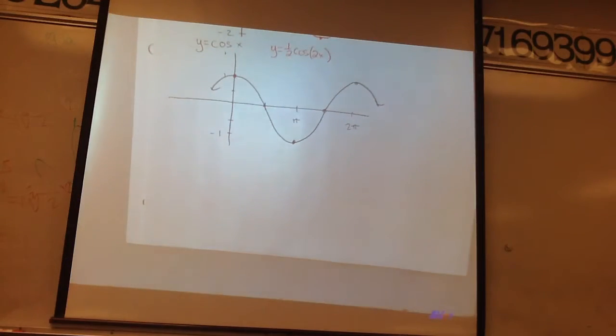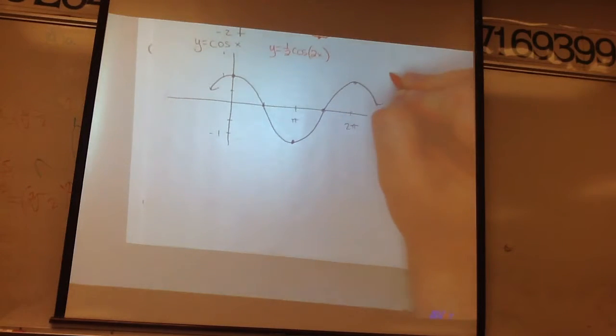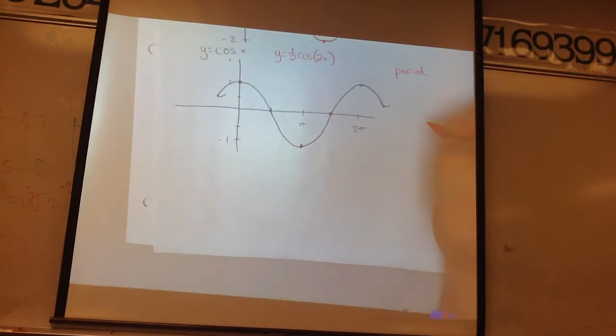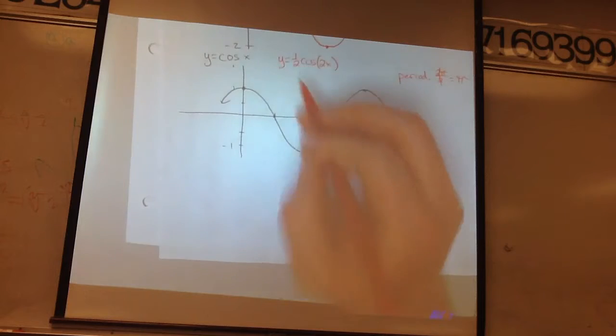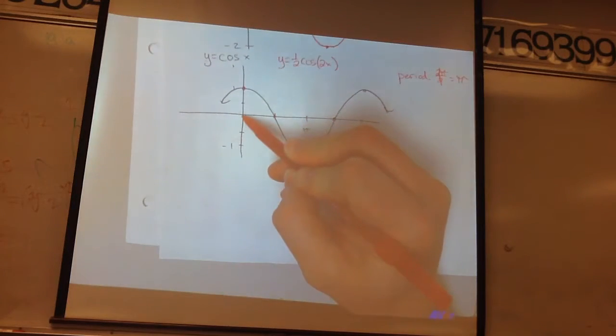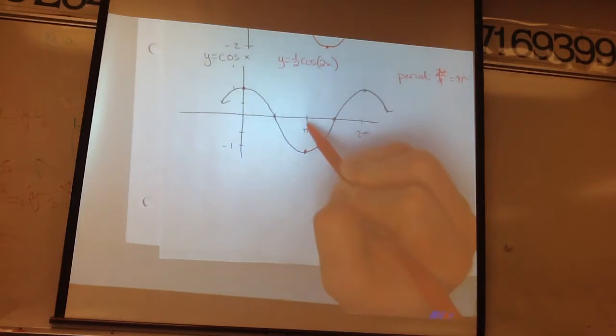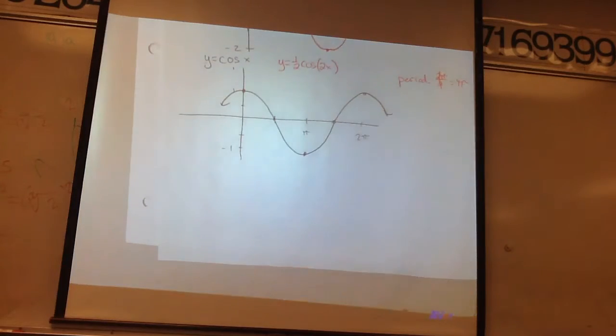But look at the period. The period's going to change. Period's 2 pi divided by b. What's the period of this? 2 pi divided by 2, which is just pi. So this is going to repeat faster. It's going to start going up right here, but it's going to repeat by the time it hits pi.